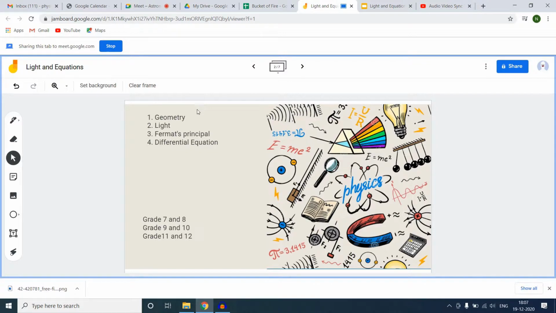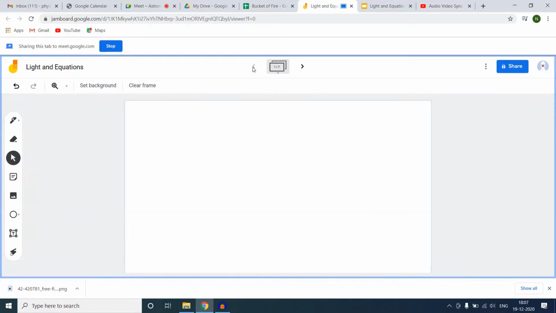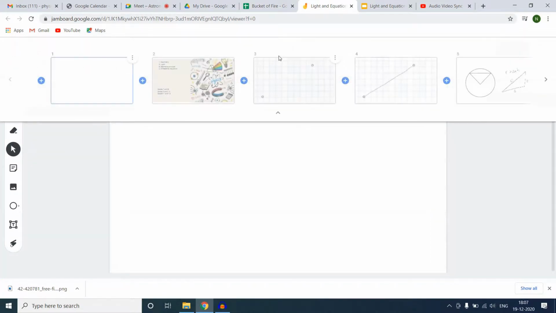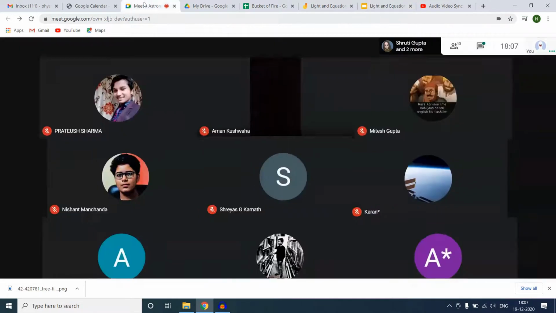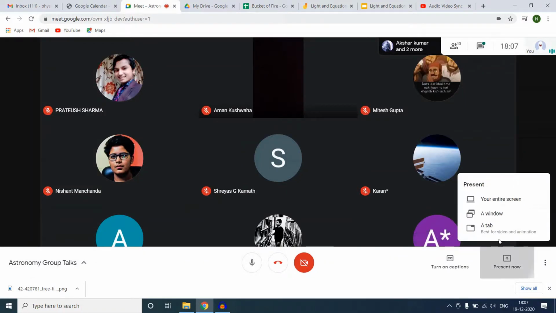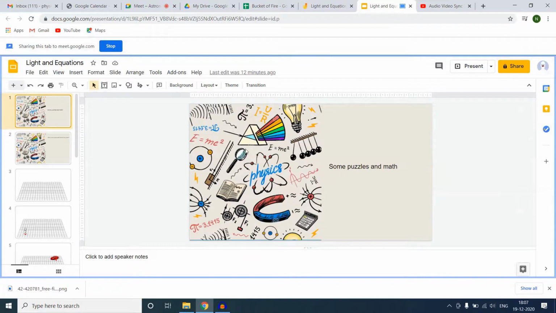So the first thing is I want to talk about geometry. My first question would be: you have 2 points, what's the fastest route between those 2 points? So hold on. I'll be shifting a lot of tabs, so you'll have to just understand where I am.